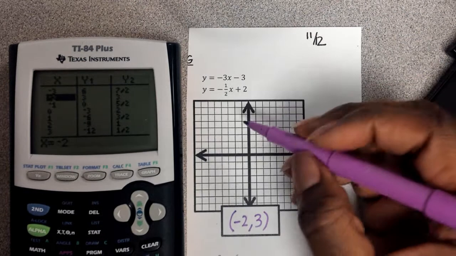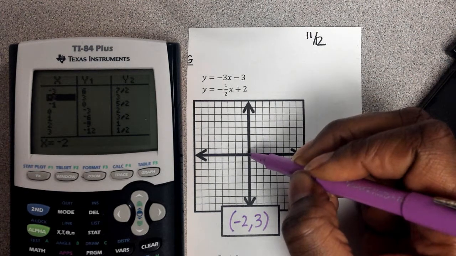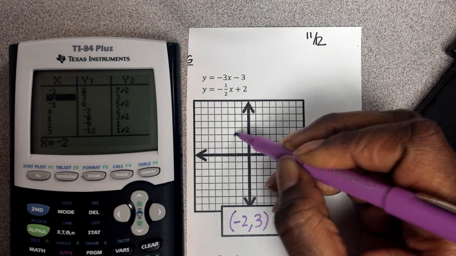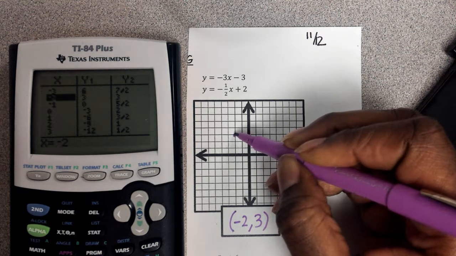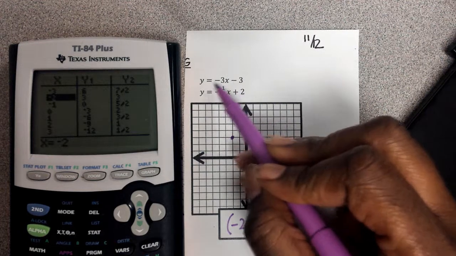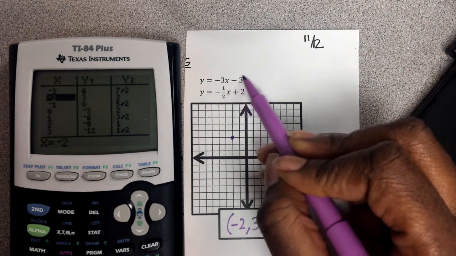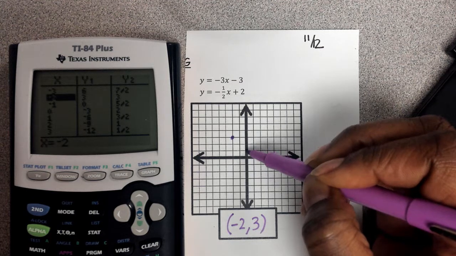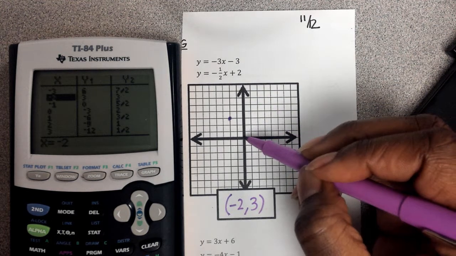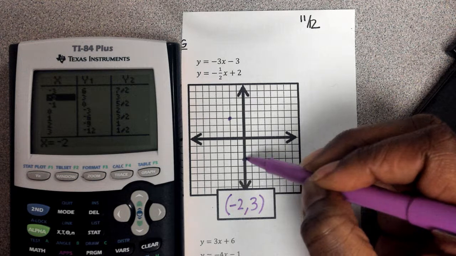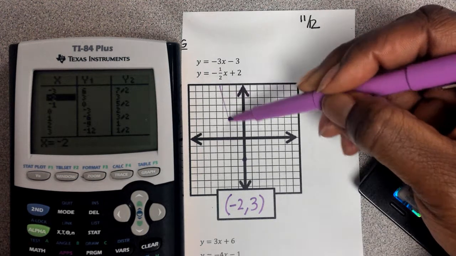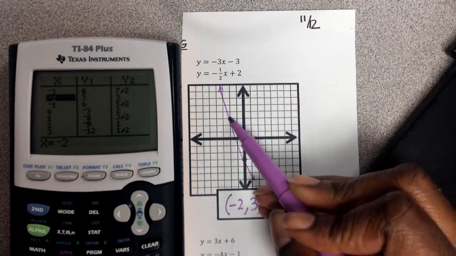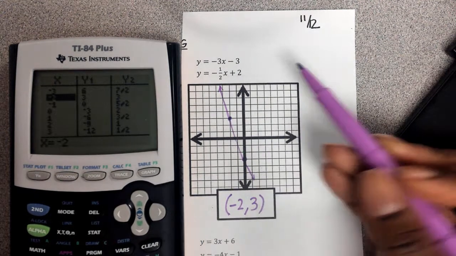Then, I don't want to spend too much time graphing it, but if you go -2, then up 3, I know they must cross here. So I know they have to cross at this point. For this first equation, I know this is my y-intercept, which is -3, so 1, 2, 3. So I know this first line has to look something like that, because remember, both equations must pass through this point. That's why it's the solution.